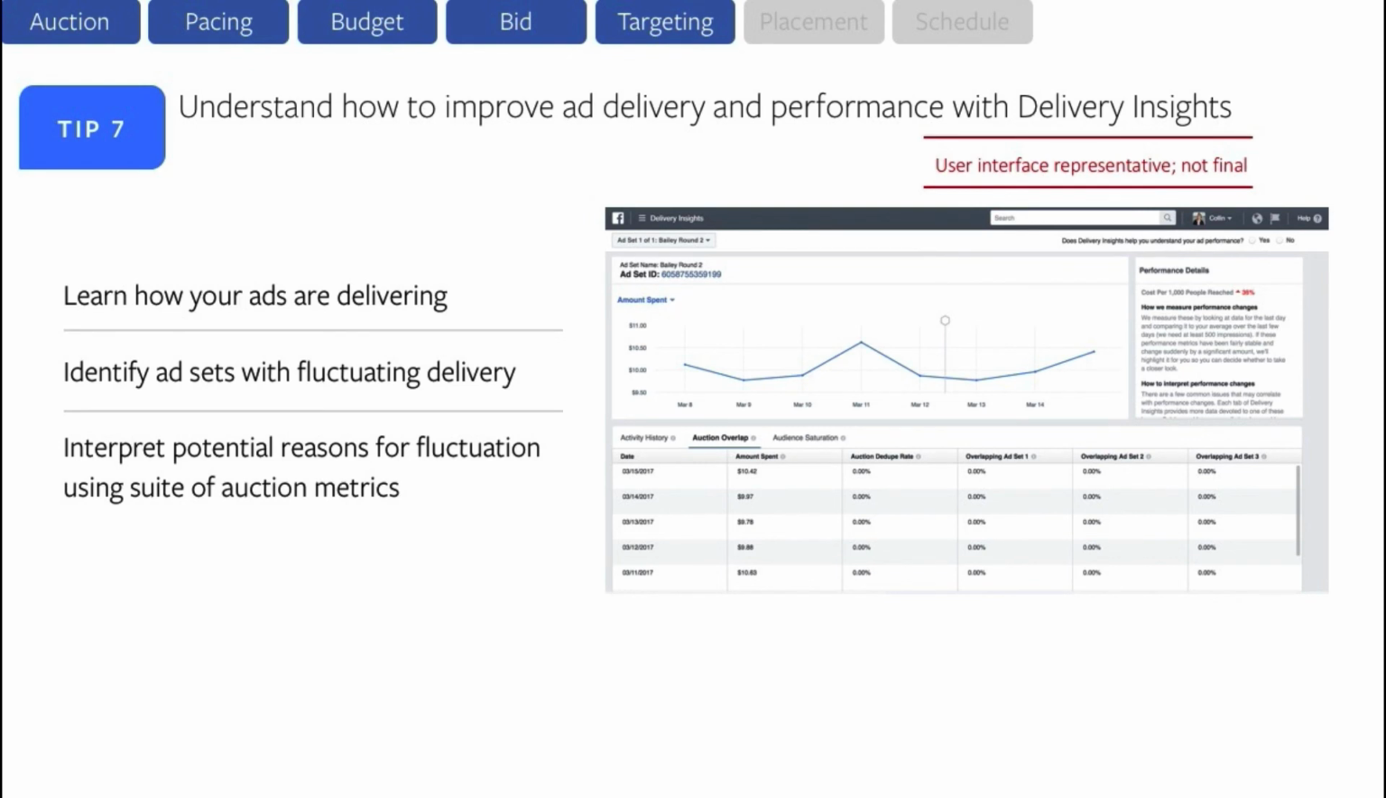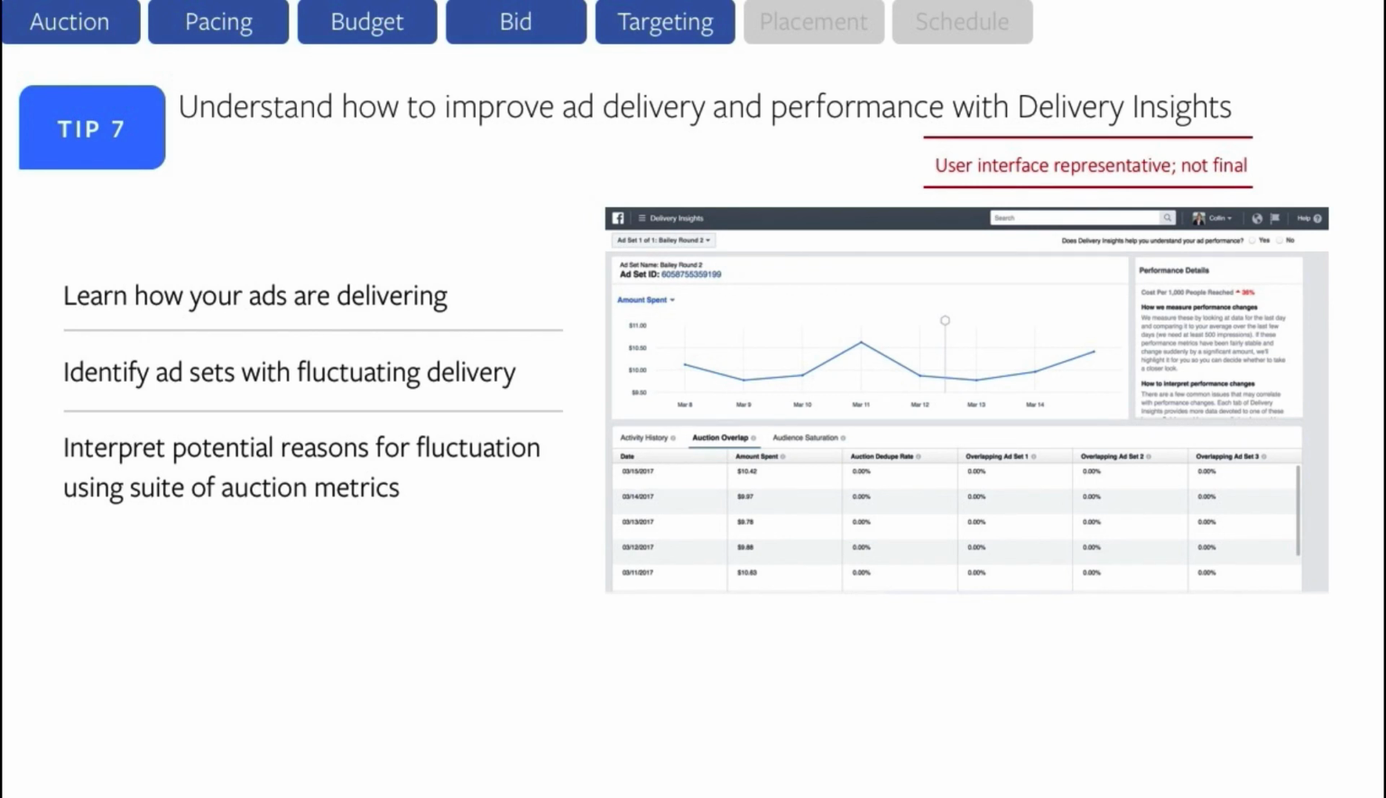Activity history makes it easy to determine whether a recent bid, budget, or ad set status change correlates with a delivery or performance shift. If so, consider reverting the change or creating a new ad set. Auction overlap is when multiple ads are eligible for the same auction. This is caused by audience overlap between ad sets. Take action by consolidating an ad set with a high dedupe rate into an overlapping one with equal or better performance, using audience exclusions, or just monitoring for impact on delivery or performance if there's business justification for overlap.